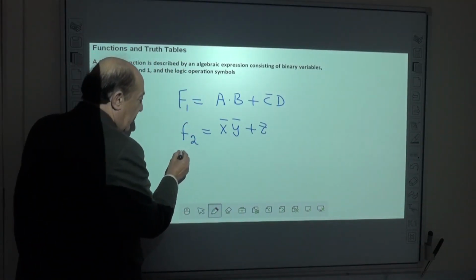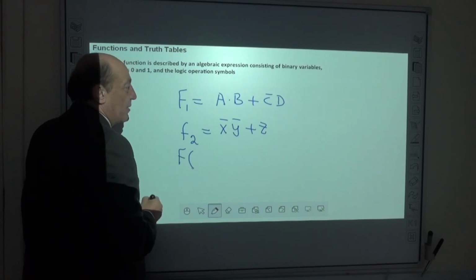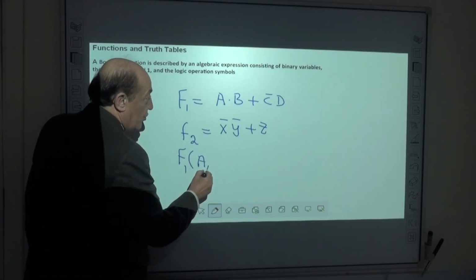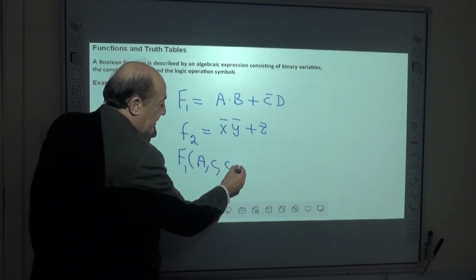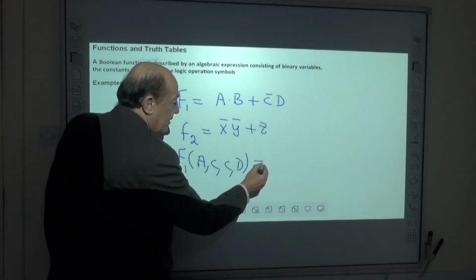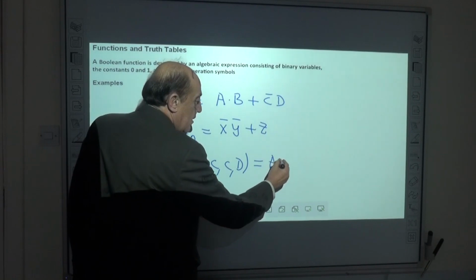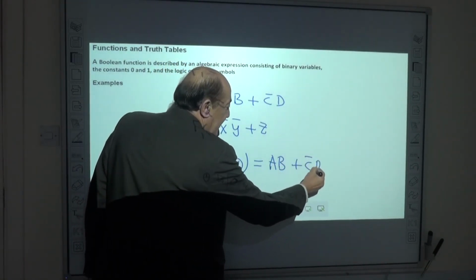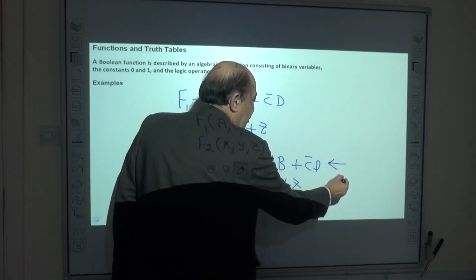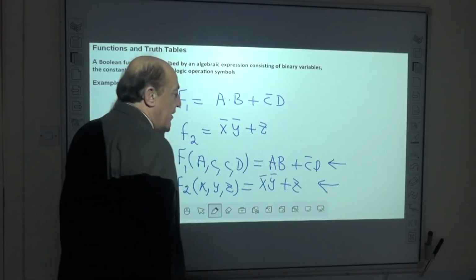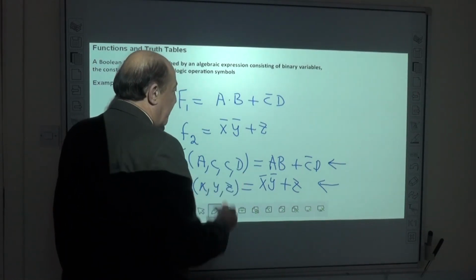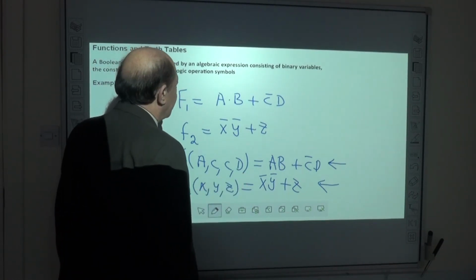Usually, we write the function and the list of variables. For example, function 1, because we have 4 variables a, b, c, d, equals a b or not c d. In this way, by means of Boolean algebra, we express the function.